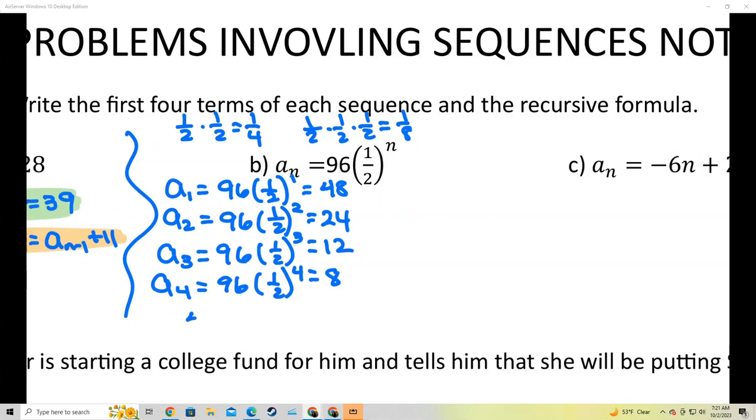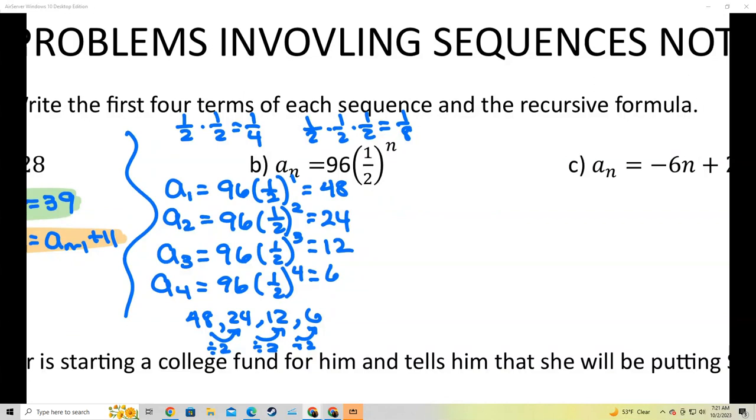So my sequence looks like 48, 24, 12, 8. Not 8, just kidding, 6. That's what happens when you go a little too fast. And guys, I'm going a little bit fast because I know that the later problems are going to take longer, and I don't want this to be a super long video. So because this first part is review, I'm not spending too much time on it, all right?